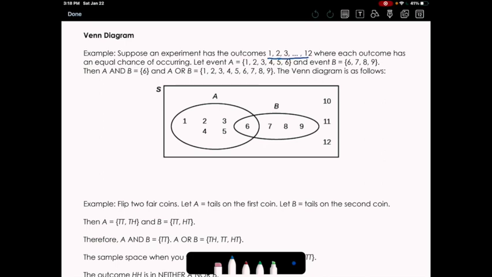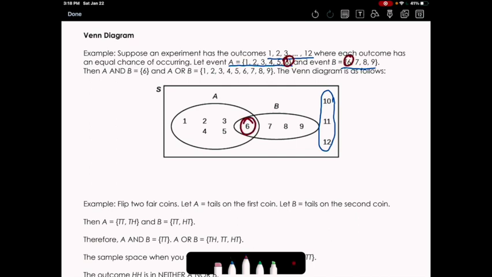So in this example, it says, suppose an experiment has the outcomes of 1, 2, 3 all the way up to 12, and each outcome has an equal chance of occurring. A is going to be the set of numbers 1 through 6. B is going to be 6 through 9. So that's why 10, 11, and 12 are not in any of these circles. So 10, 11, and 12 is part of the sample space. It's one of the possible outcomes. However, it's not one of the outcomes in event A or B.